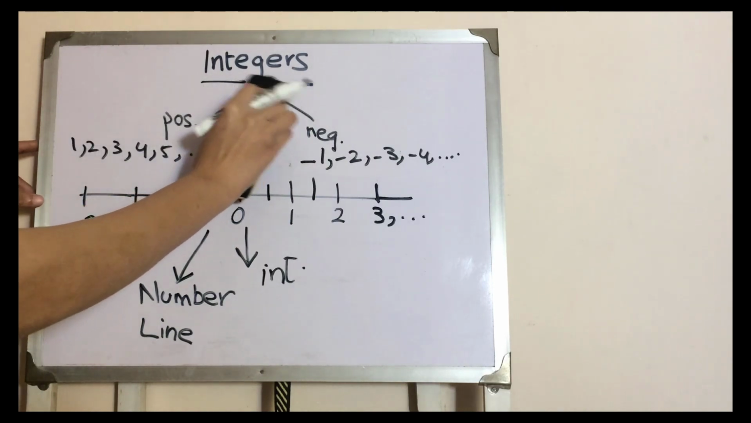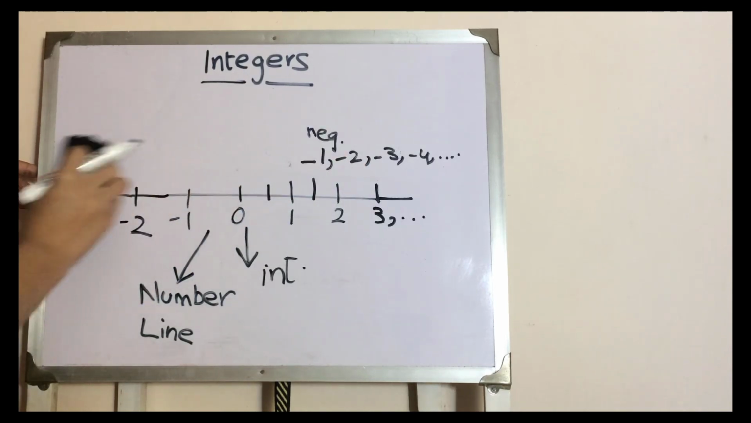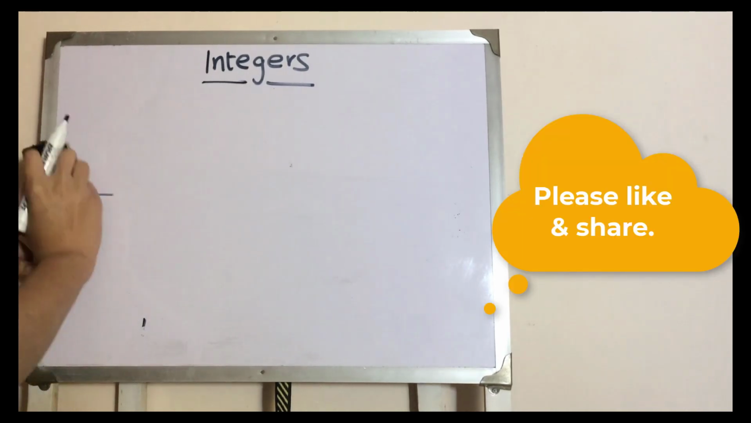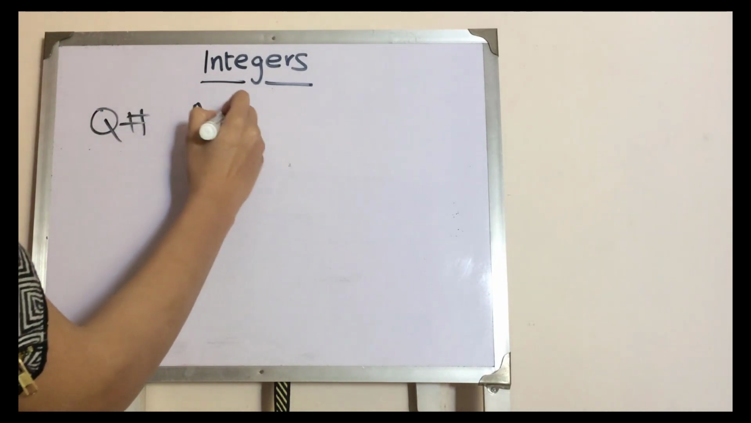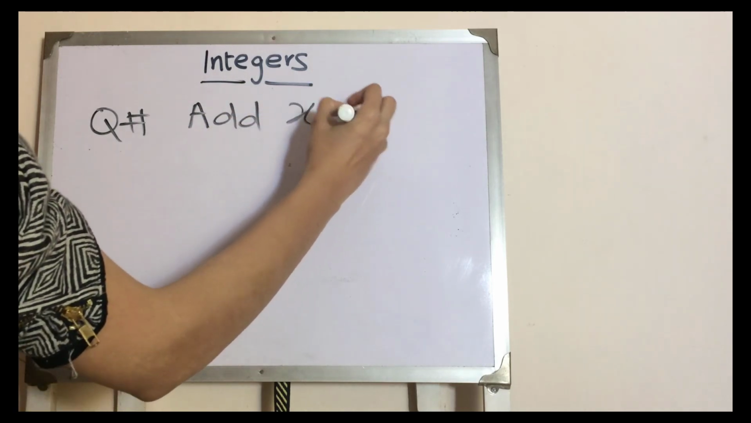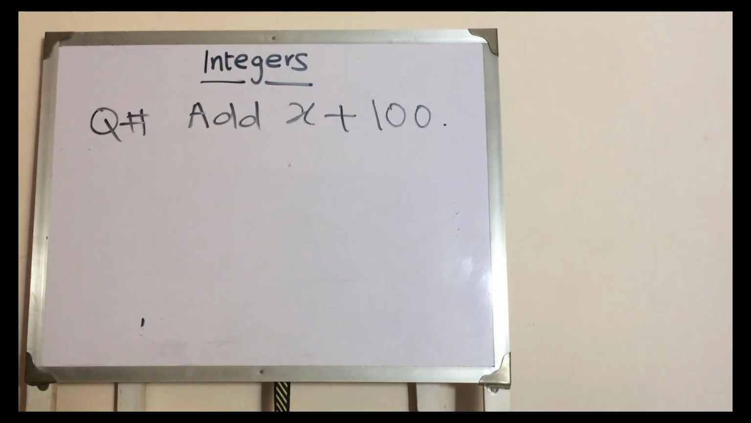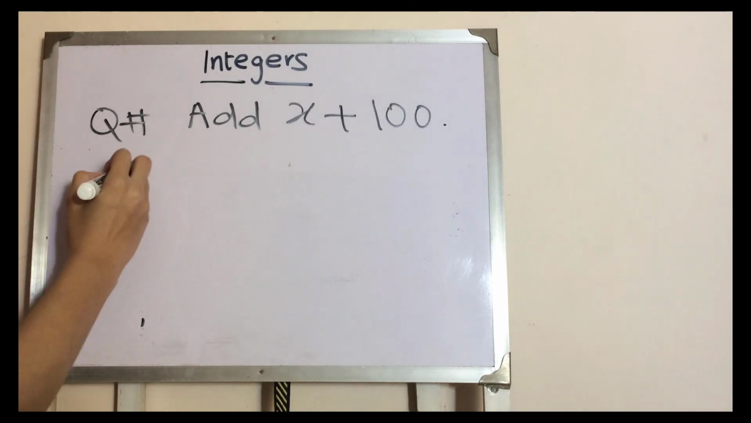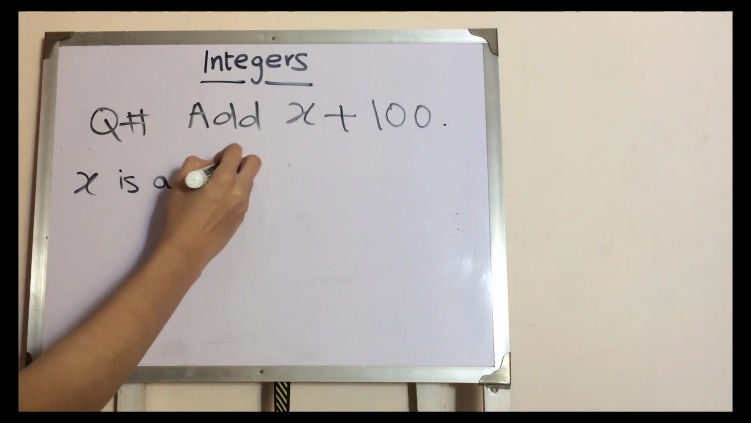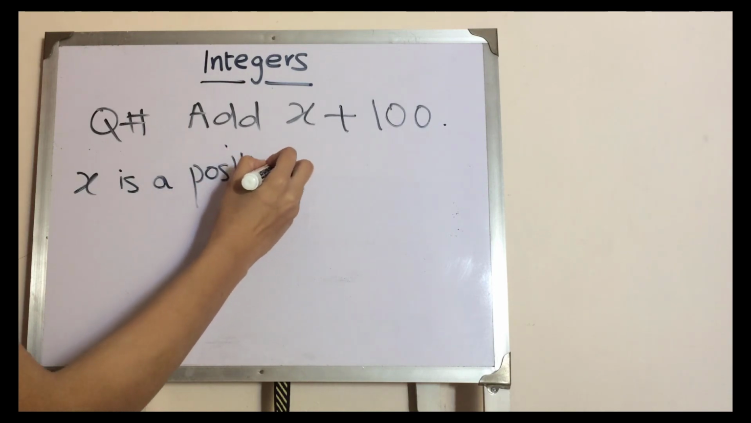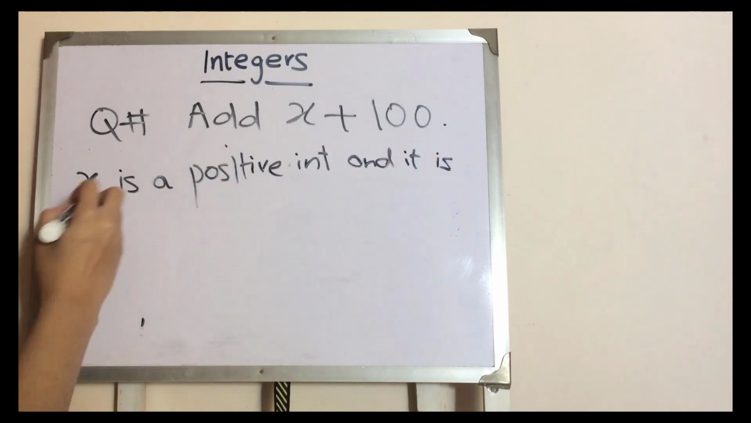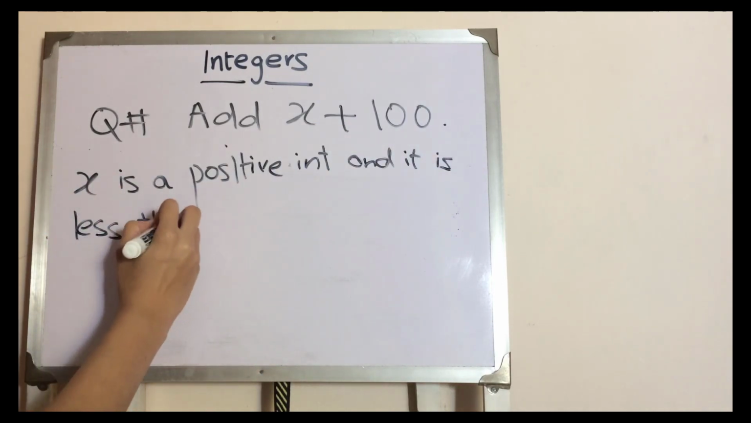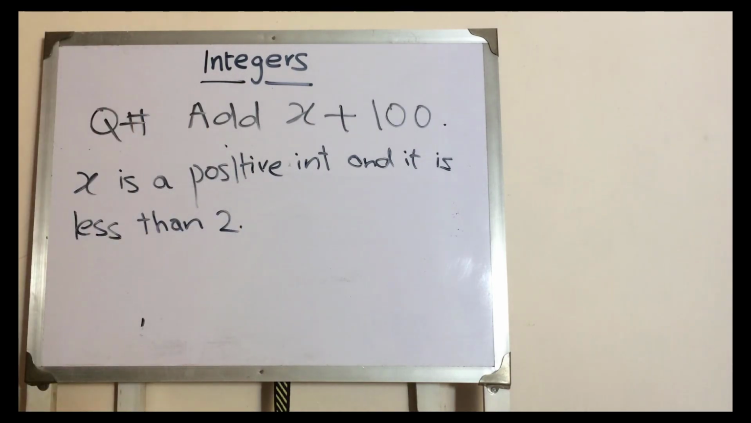Let's clear all this up by giving an example. For example, the question is to add x plus 100. Let's solve this, and let's put a condition that x is a positive integer and it is less than 2. I will request you to first solve it by yourself, then you can watch the video.